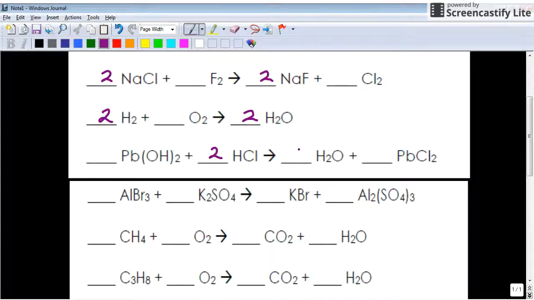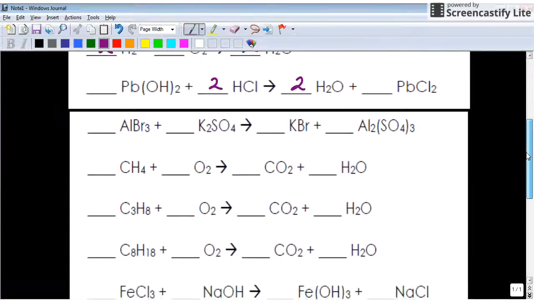So to get 4 here, we'd have to multiply by 2. Now, as it would be, the oxygen has sorted itself out. We've got 2 oxygen here because of that subscript and 2 oxygen here because of this coefficient. This one's all done, but do go back and recount everything as a verification.